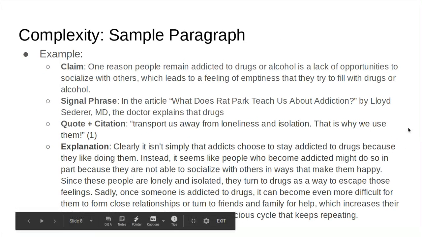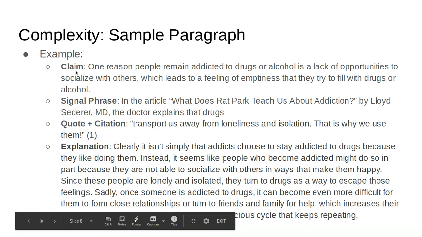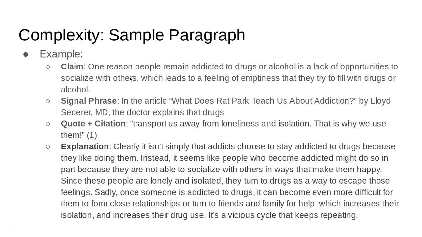So this is an example of what this quote sandwich method looks like if I write all of these things down. First, I've got my claim. One reason people remain addicted to drugs or alcohol is a lack of opportunities to socialize with others, which leads to a feeling of emptiness that they try to fill with drugs or alcohol. So this is my claim. It's clearly focused. It lets the reader know that we're going to talk about a specific thing, which is that emptiness and a lack of socialization might help cause drug addiction or alcohol dependence.